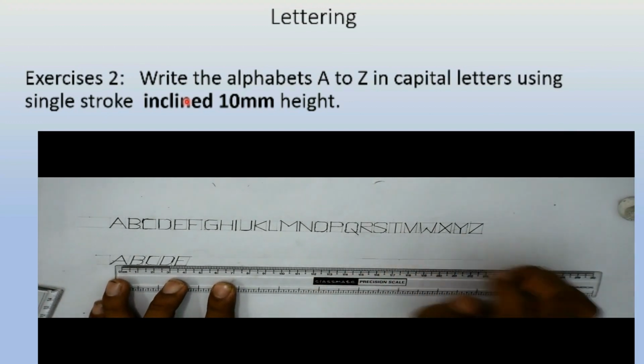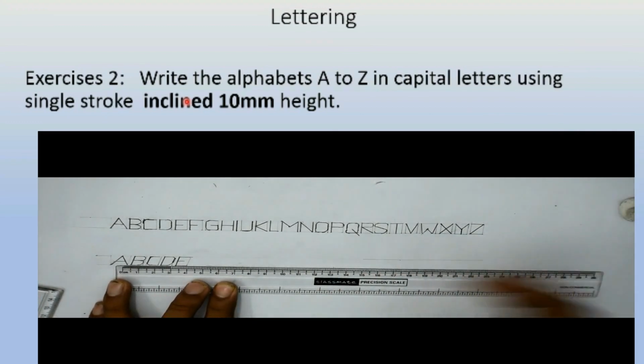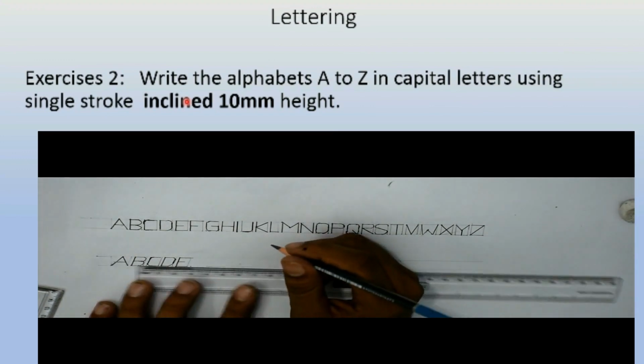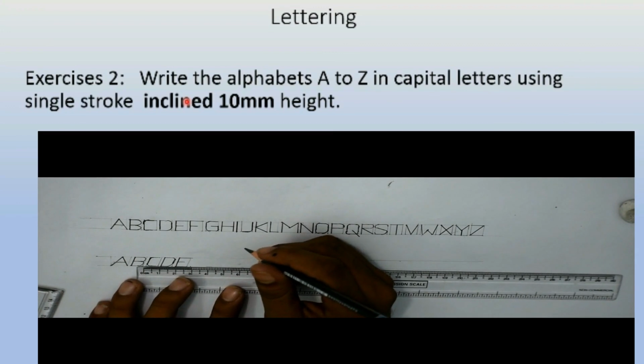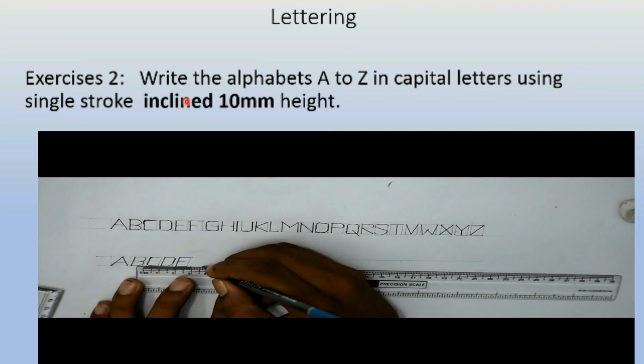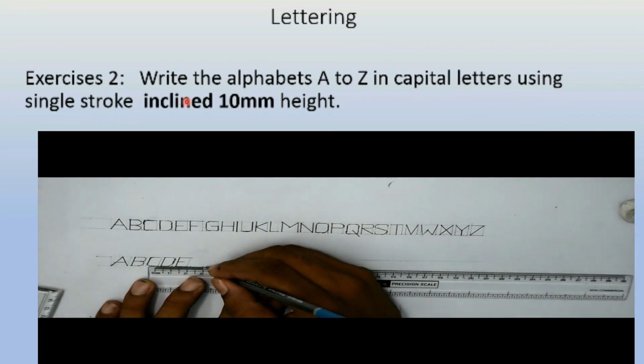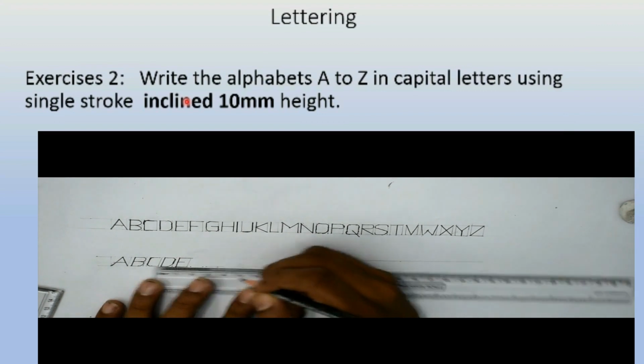From here onwards, I'll first mark all the distances first. So this is 2 mm distance, and 7 mm width, 2 mm distance, 7 mm width.